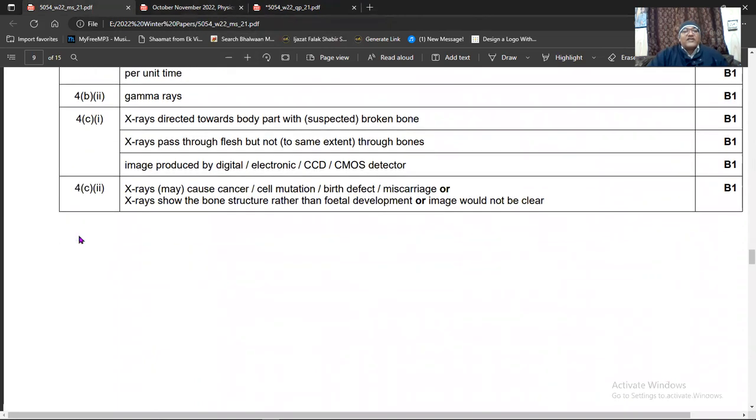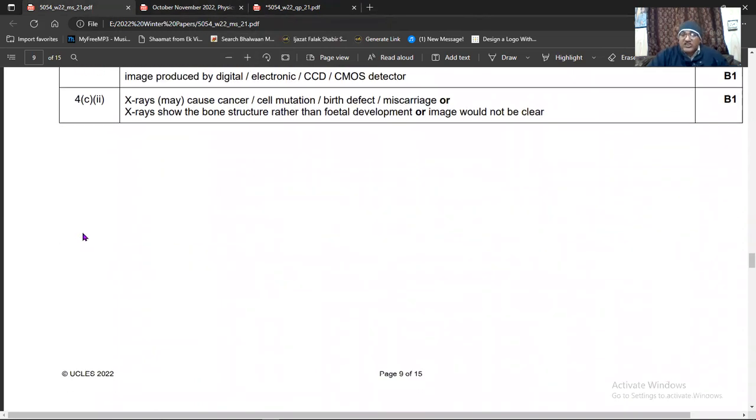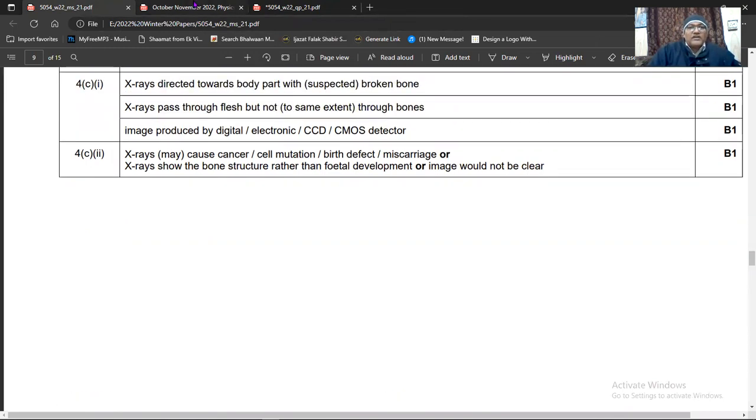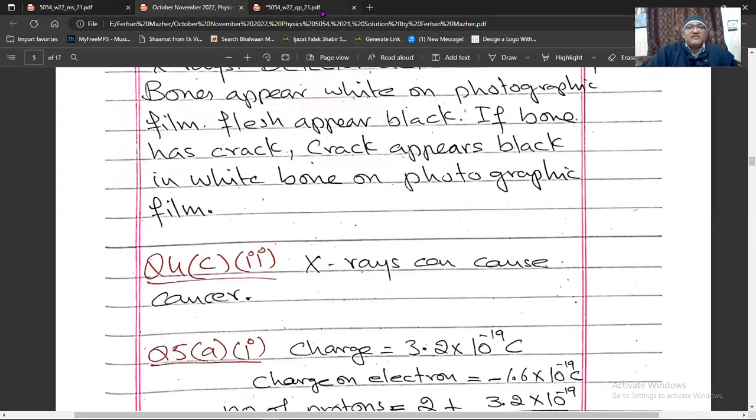He says X-rays cause cancer, cell mutation, birth defects and miscarriage. X-rays show the bone structure rather than fetal development, or the image would not be clear. Okay, so these are our answers.